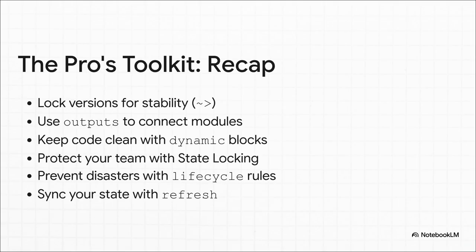So let's do a quick tool check. We're locking our versions for stability. We're using outputs to connect our modules cleanly. We're ditching repetitive code with dynamic blocks. We're protecting our team with state locking, preventing disasters with lifecycle rules, and we're keeping our states synced with reality using refresh. That's a pretty solid toolkit.